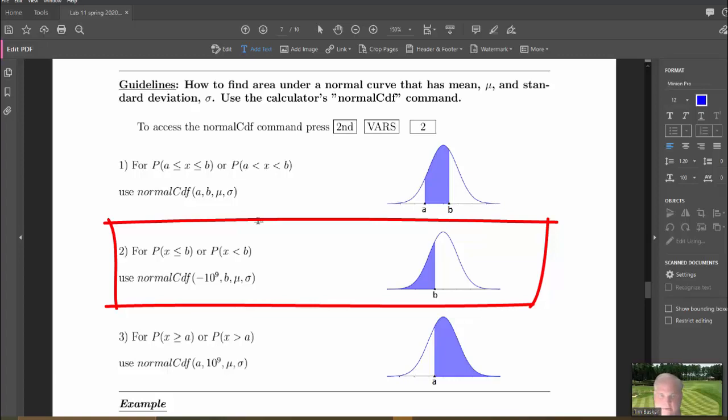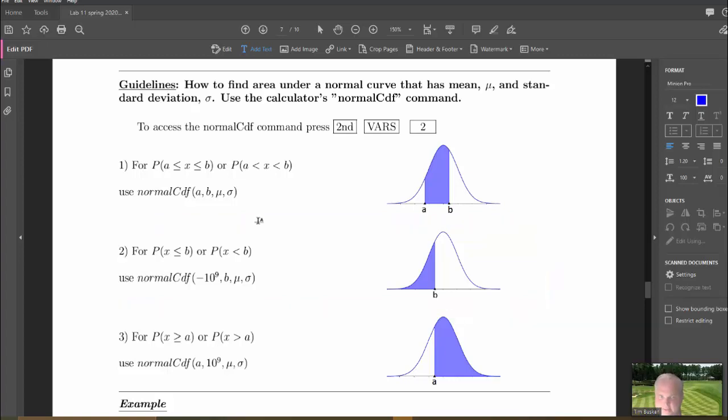The lower boundary is negative infinity, technically, and that comes from examining the equation that graphs the normal curve. We use some limiting process in calculus to show that the left boundary here will be negative infinity. So for your left boundary, you need to approximate negative infinity. The way I do this is to use negative 10 to the 9 in place of a here. Then you tell the calculator what your rightmost boundary b is, and the mean and the standard deviation.